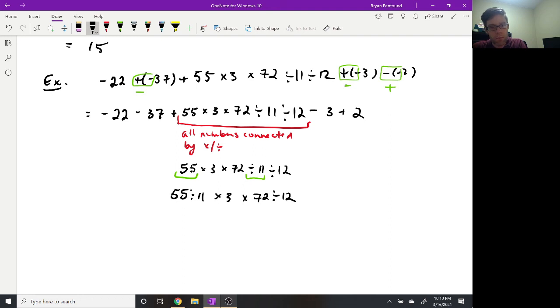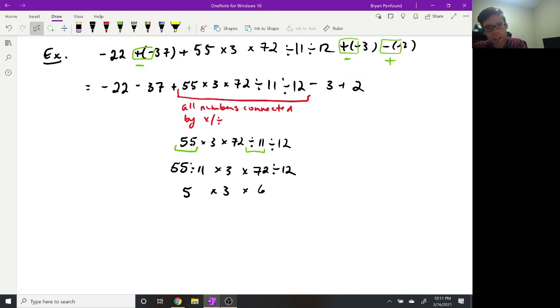So now let's go through and do this mentally. 55 divided by 11 is 5. We have a multiplication by 3. And then we have 72 divided by 12. Is that 6? I think that's 6, right? Okay, I'm going to use commutativity here because I don't want to do 15 times 6. I can't actually remember what that is, but if I do 5 times 6, I know that's 30. And then I know 30 times 3 is going to be 90.